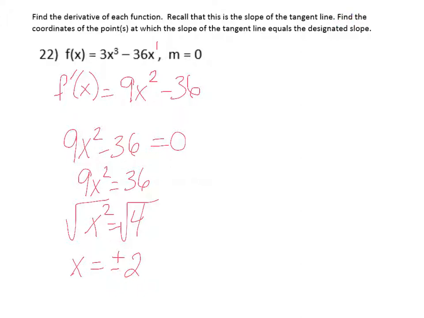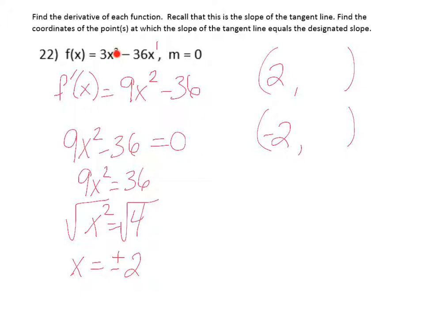The directions say find the coordinates of the point or points at which the slope of the tangent line equals 0 in this case. That means I know one of my points is going to be 2 something, and one of my points is going to be -2 something. I have to find the coordinates. I've got to find the y value that matches each one of these x's. When you're trying to find your y value, you always go back to the original function. You're going to plug 2 in right here and put 2 in here, and let's see what we get.